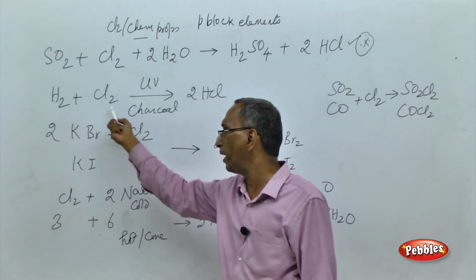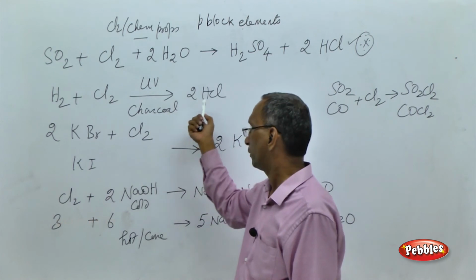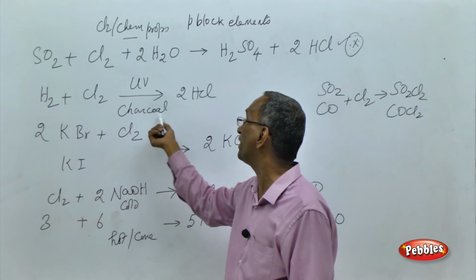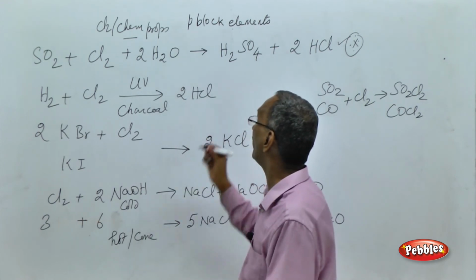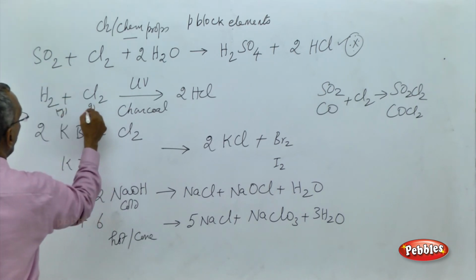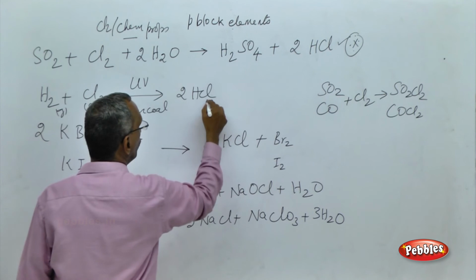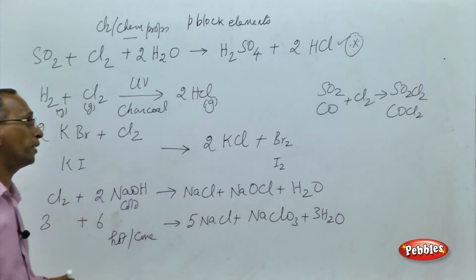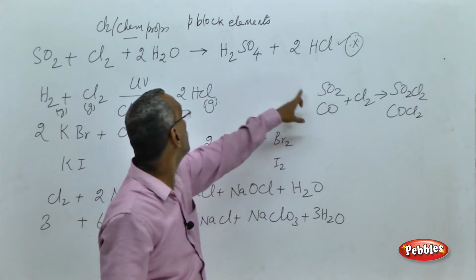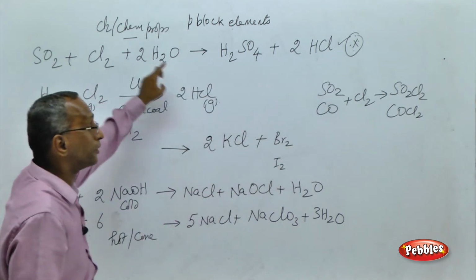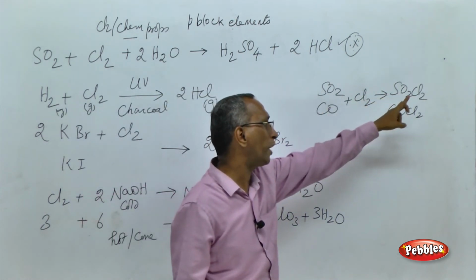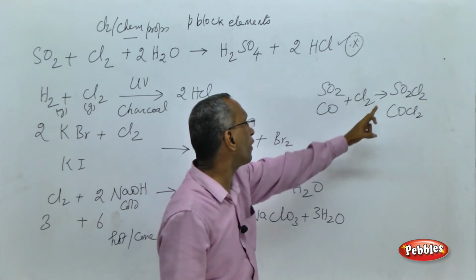Next one, chlorine reacting with hydrogen. The reaction is enhanced in the presence of ultraviolet light and charcoal is the catalyst. It is called a gas phase reaction. Hydrogen in the gaseous state combines with chlorine in the gaseous state to form 2 moles of hydrogen chloride. In a similar manner, chlorine reacts with sulfur dioxide. Here sulfur dioxide and chlorine form SO2Cl2, which is called sulfuryl chloride.